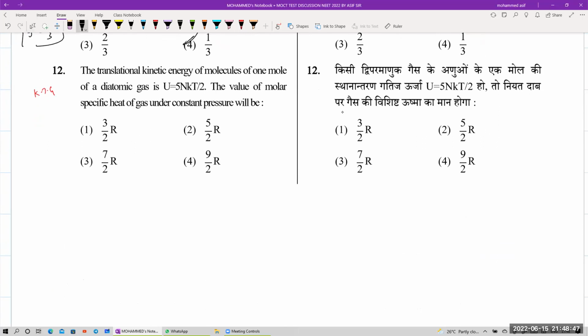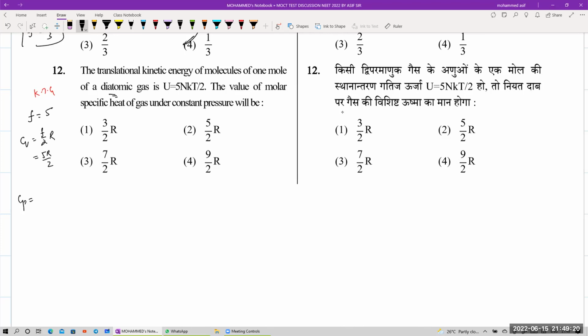I hope everyone can do this one. The translational kinetic energy of the molecule of 1 mole of diatomic gas is U is equals to 5NkT divided by 2. Molecules के लिए पूछा है. The value of the molar specific heat will be equal to how much for me? So degrees of freedom कितना है बेटा diatomic gas के लिए? What type of a gas it is बेटा? 1 mole of diatomic gas. Degree of freedom for the diatomic gas is how much for me? 5. So Cv is equals to F by 2 into R. यानी this will become for me 5R by 2.